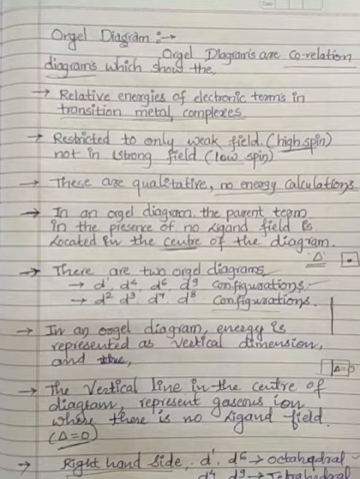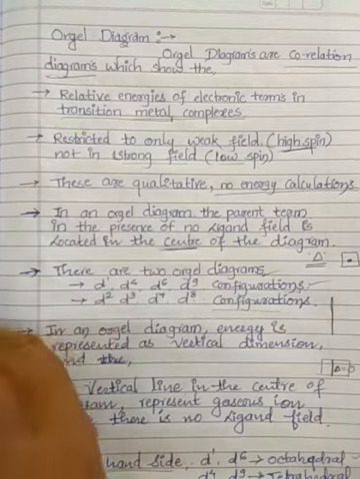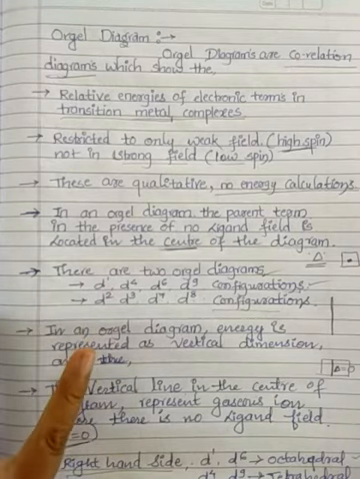In an Orgel diagram, the parent terms, which are there in the presence of no ligand field, are located in the center of the diagram, with the terms due to that electronic configuration in a ligand field at each side. There are two Orgel diagrams, one for D1, D4, D6, D9 configurations, and the other for D2, D3, D7, D8 configurations. In an Orgel diagram, energy is represented as the vertical dimension, and the vertical line at the center of the diagram represents the gaseous ion where there is no ligand field, that is delta is equal to 0.